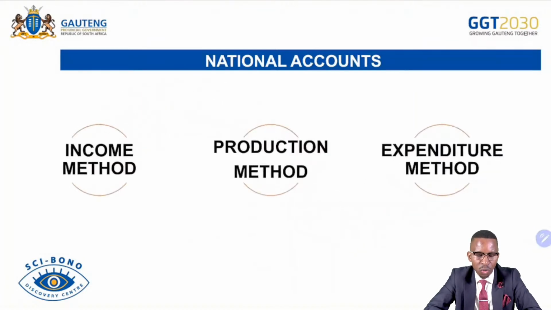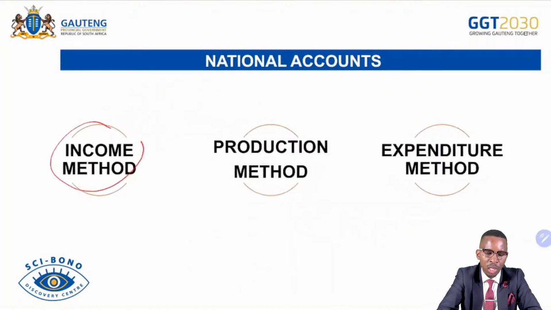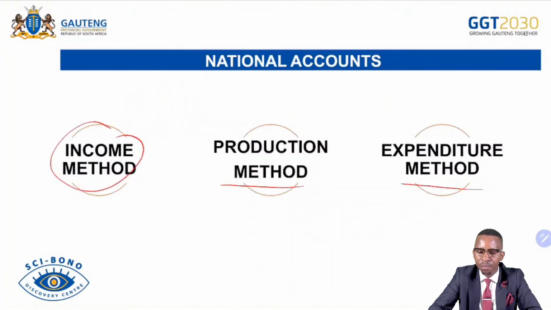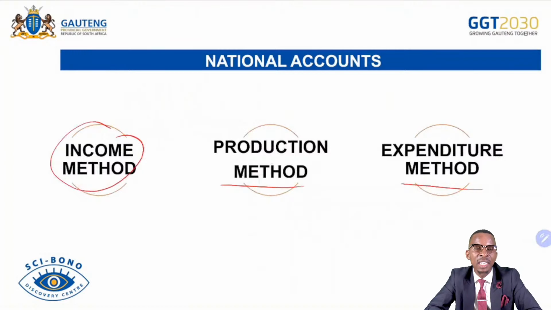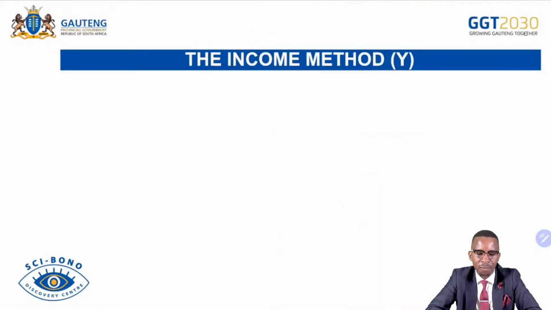So here we have what we call the income method, the production method, as well as the expenditure method. So we'll be dealing with them. Remember, the income method measures the total income earned by factors of production, and then the production method measures the total contribution made by each economic sector, and then the expenditure method measures the expenditure by each economic sector, namely the household sector, business sector, government sector, as well as the foreign sector. So it talks to participants.